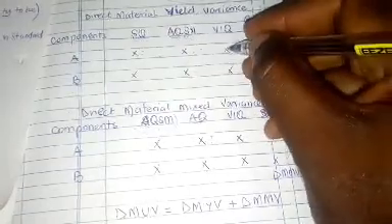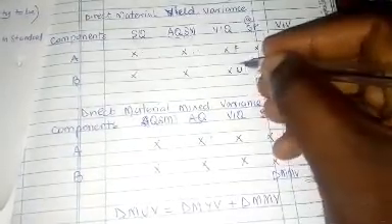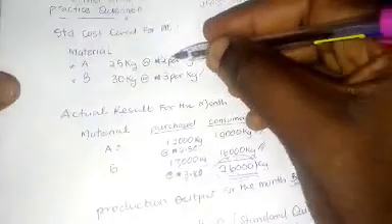Then when you subtract, if this figure is positive, you will write favorable. But if you subtract and the figure gives negative, what will you write? Unfavorable. Just write U, or A for adverse. Then you multiply by the standard prices. What are the standard prices? 2 naira and 3 naira respectively for A and B. All right, as simple as that.